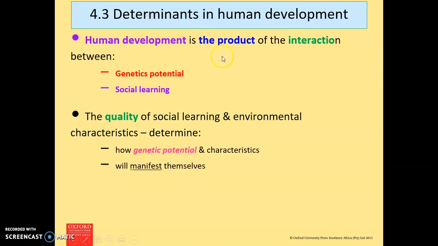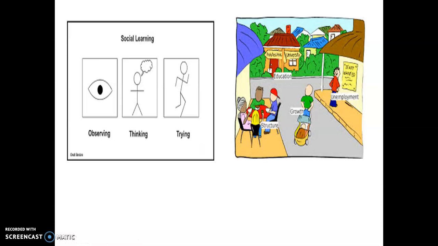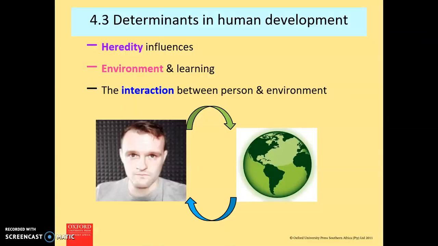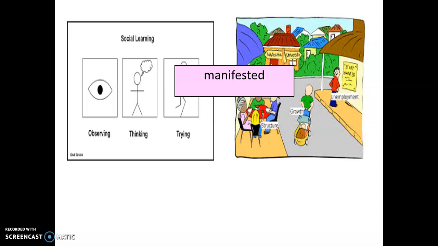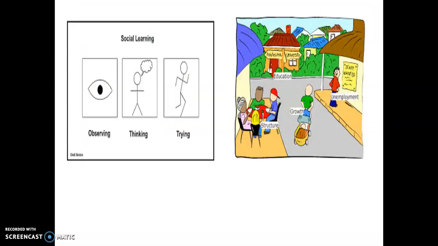So here it says the determinant of human development is based on the interaction between genetics and social learning. We are born with genetic potential, and this genetic potential will not manifest until we have a good environment conducive for learning. It will manifest if we have a conducive, suitable, good environment. It will not manifest if we have a poor environment.